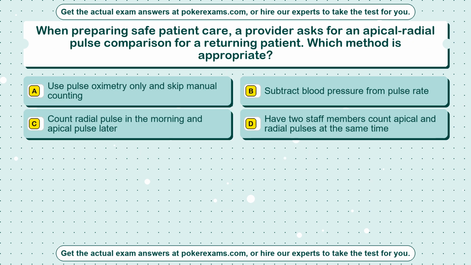Question 6. When preparing safe patient care, a provider asks for an apical radial pulse comparison for a returning patient. Which method is appropriate? Option A, use pulse oximetry only and skip manual counting. Option B, subtract blood pressure from pulse rate. Option C, count radial pulse in the morning and apical pulse later. Option D, have 2 staff members count apical and radial pulses at the same time.